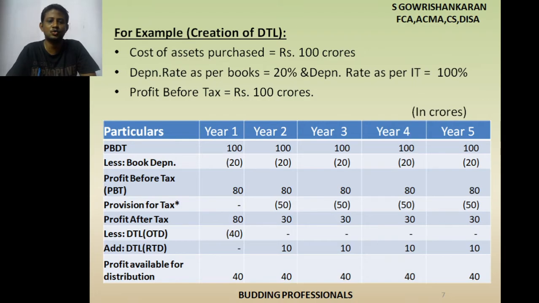20% depreciation on asset of 100 crore. Assume it is the straight line method. So 100 into 20% is 20 crore. For 5 years, it is 20 crore each year.